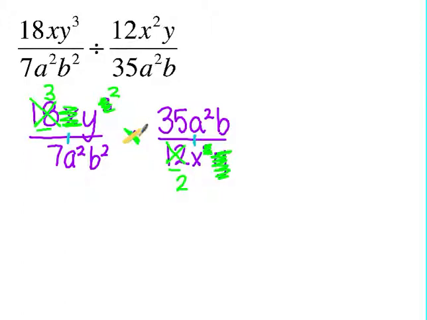So now I'm going to start with the 7 and the 35. Well, 7 goes into 7 one time, goes into 35 how many? 5. Then I have an a squared and an a squared. They're gone. B and a b squared. The b is gone.